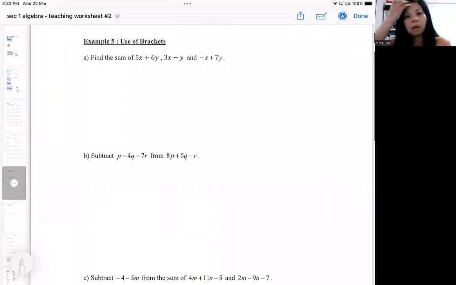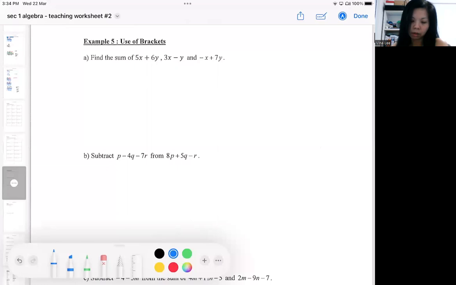In this example, I'm going to emphasize the use of brackets when you're doing addition or subtraction of algebra expressions. When you're asked to do addition or subtraction that involves algebra, you make sure that you give brackets even though the question doesn't have them. So what do I mean by that?